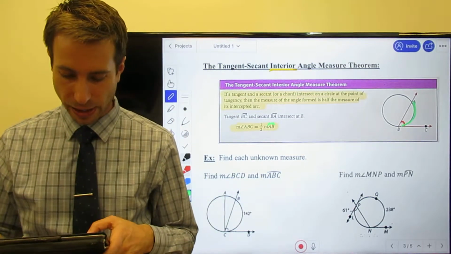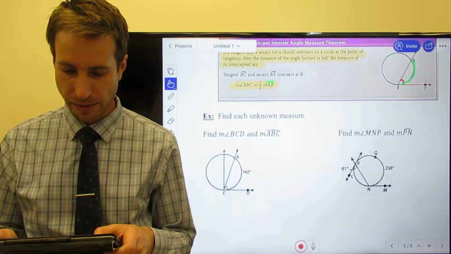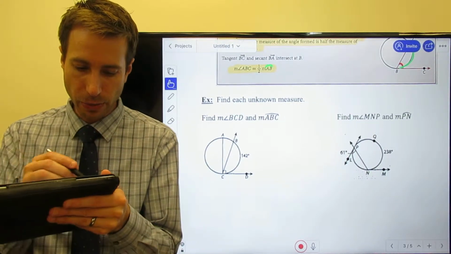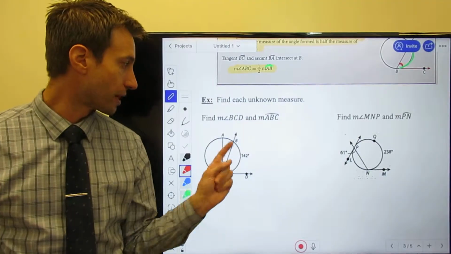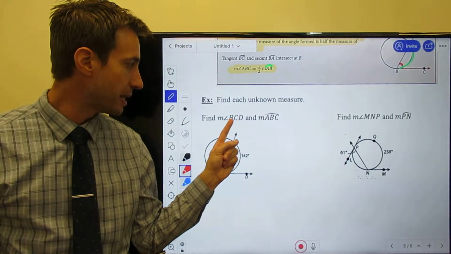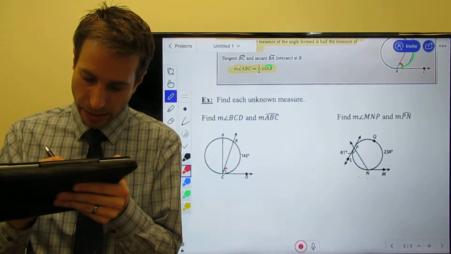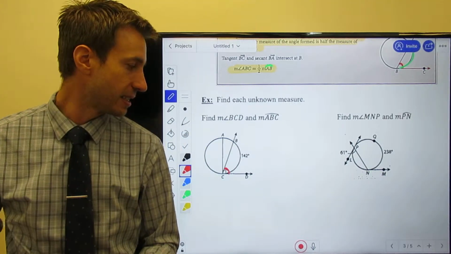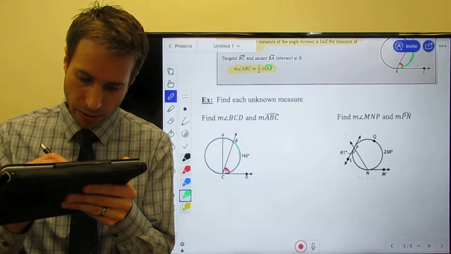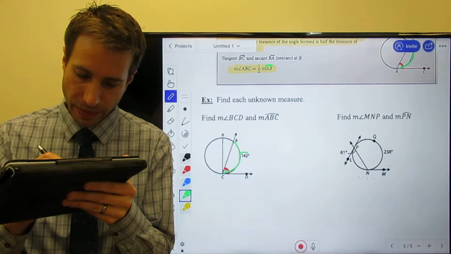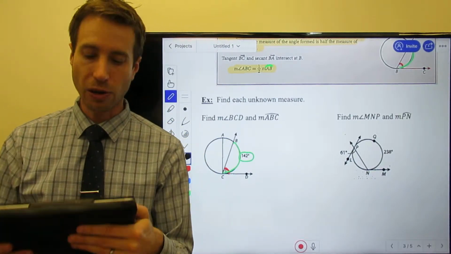Let's take a look at how this is going to work in a couple of example problems. I asked you to find two things. First, I want you to find the measure of BCD. BCD is this angle right there, and please notice that I give you the measure of arc BC. It's 142. So we set up the problem, plug and chug, and don't fat finger something.